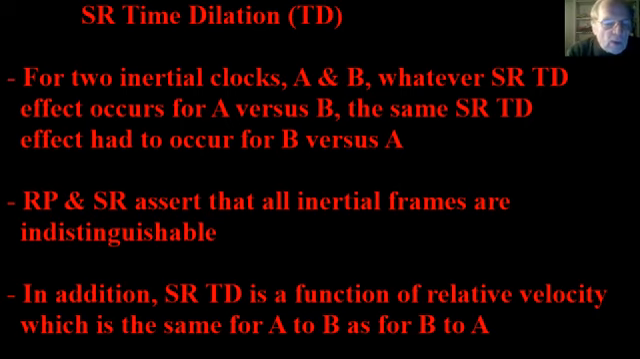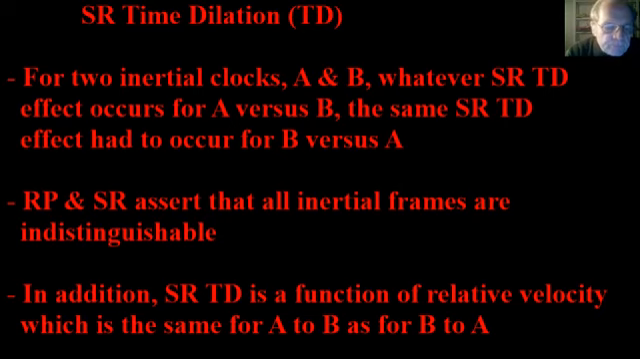Why is that? Well, both the relativity principle and special relativity assert that all inertial frames are indistinguishable. But if we had different effects for time dilation between A and B versus B and A, then they would be distinguishable. In fact, it would imply a hierarchy in terms of relative clock rates.